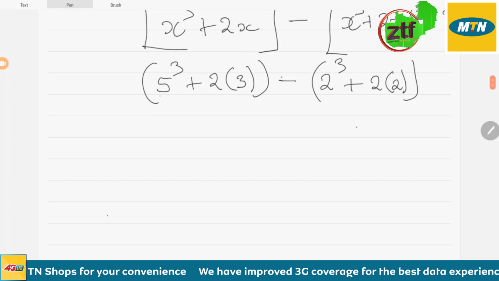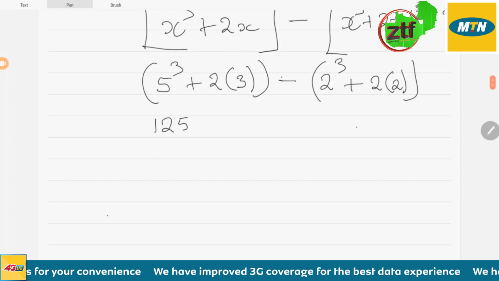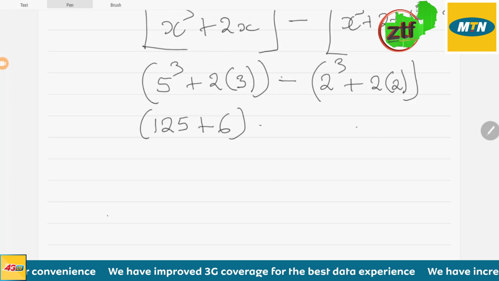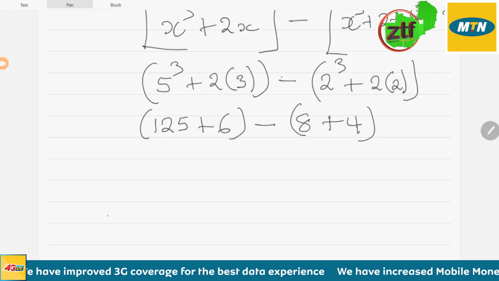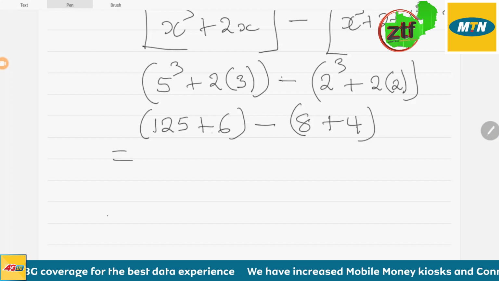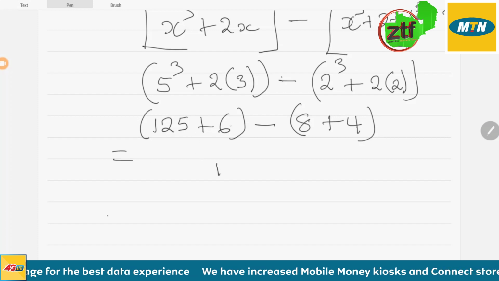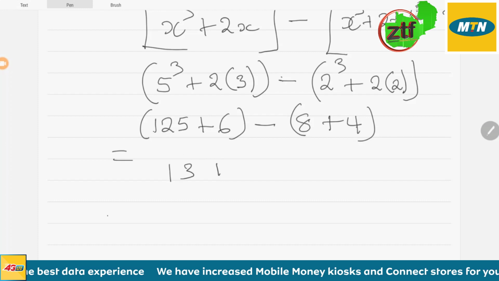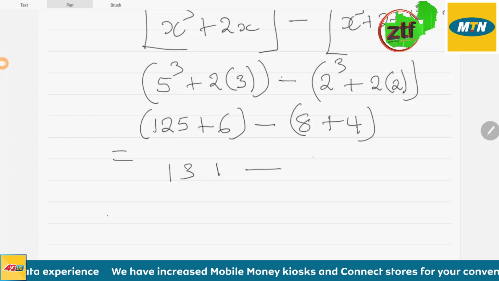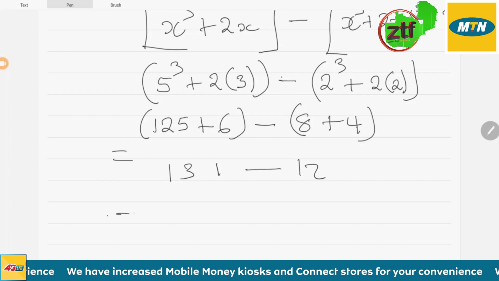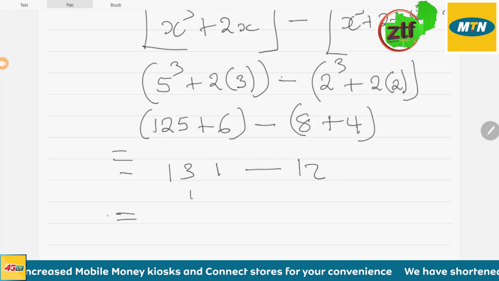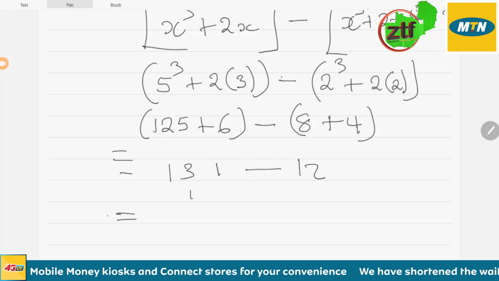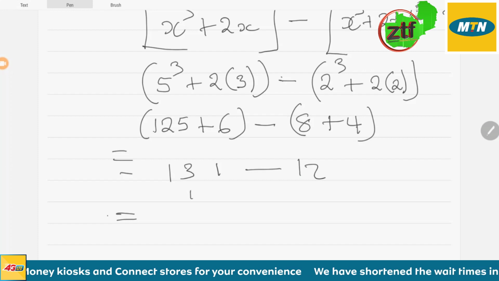Then we say 5 cubed is going to give us 125 plus 6, then minus 2 cubed is going to give us 8 plus 4. Then we are going to say 125 plus 6. This is going to give us 131, then minus 8 plus 4, that is going to give us 12. So when we subtract this, we are going to have 131 minus 12. I'm sure you're able to find that our answer is 131 minus 12, which simply gives us 119.